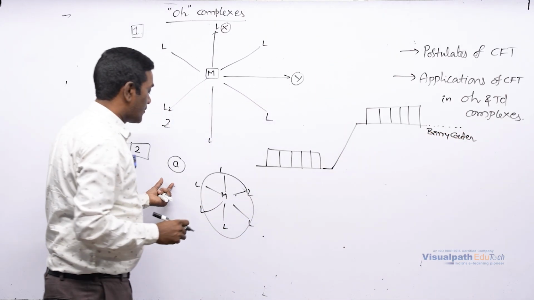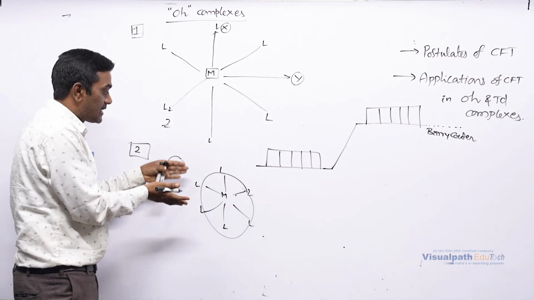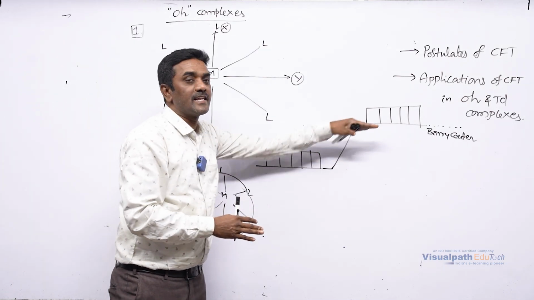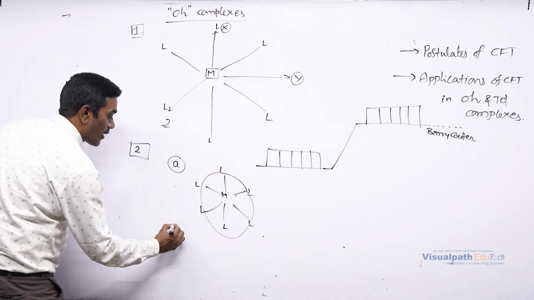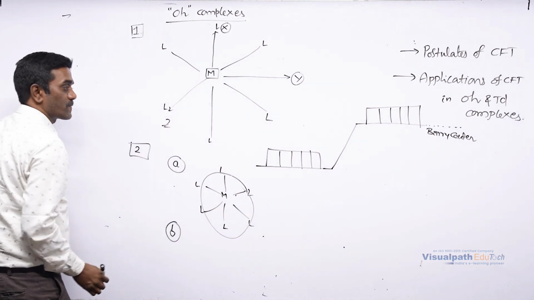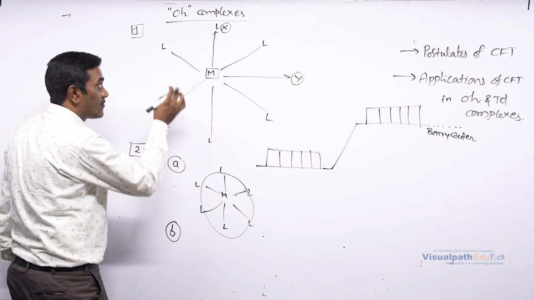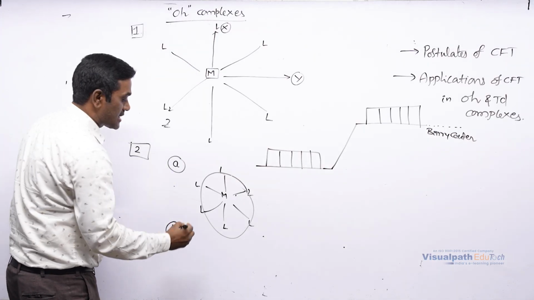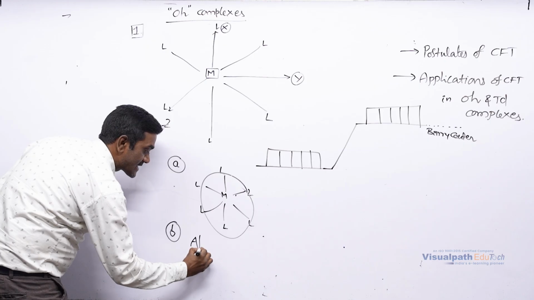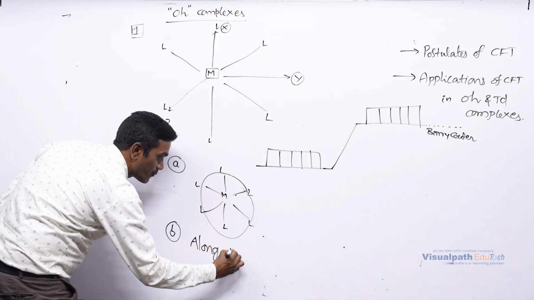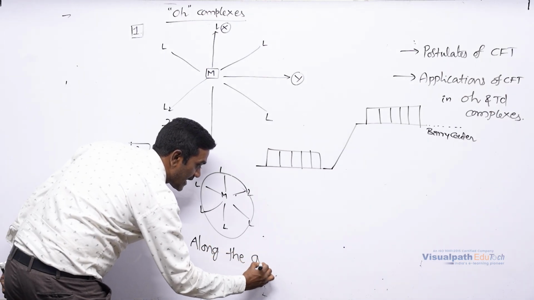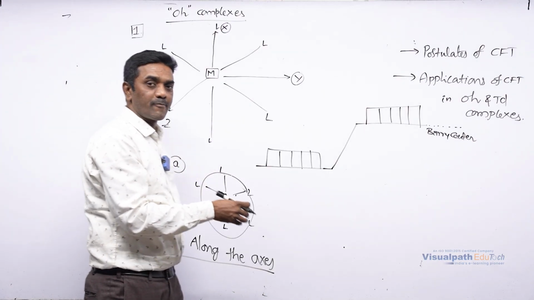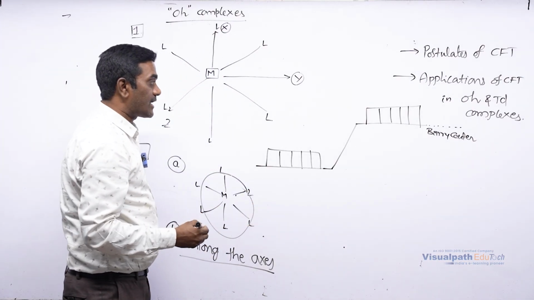Right. First point A is over. The ligands are approaching spherically, that means energy increased. Now, point number 2. In this octahedral complex, the ligand approaches the metal ion along the axis. Very important point to be noted. If the ligand is approaching the metal ion along the axis, what happens?